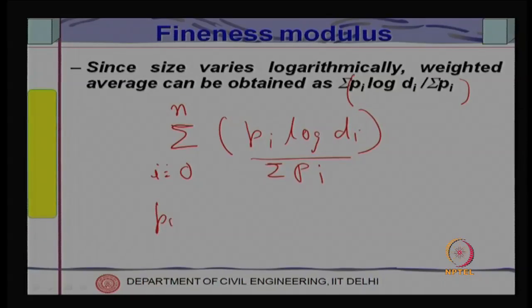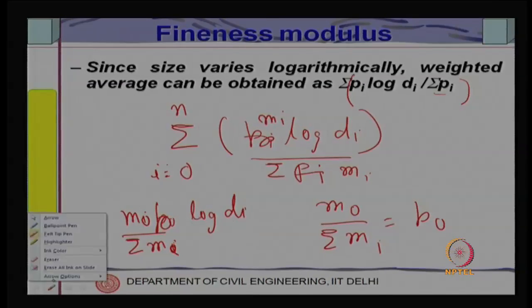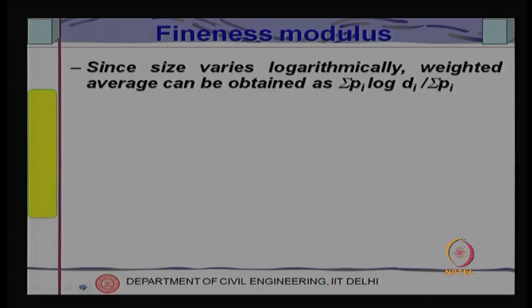So, the first one will be P0 log D0, and so on. The mass, this could be even mass. You can talk in terms of mass. Instead of P, if I talk of mi, this will also do, because m0 divided by sigma mi is equal to P0. So, this could be m, but otherwise one can have sigma Pi also, which is correct, there is no problem, because this will always be equal to 1. So, this is the weighted average. We can find it out in this manner.